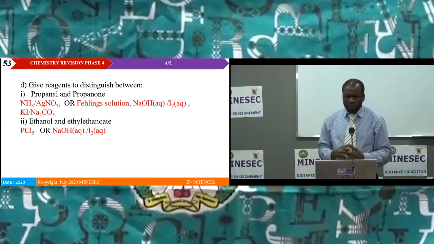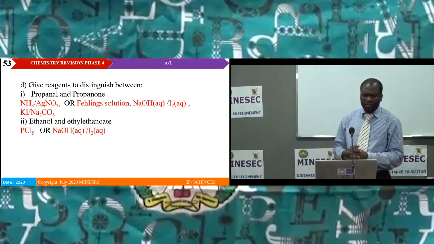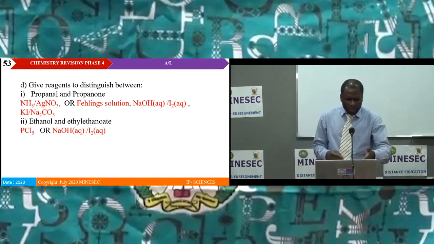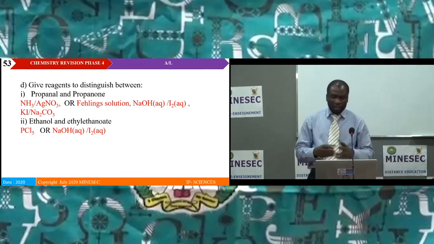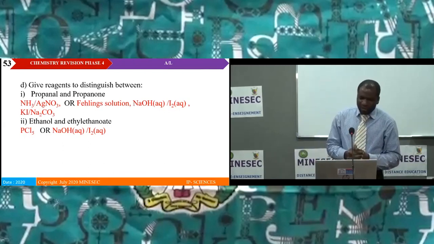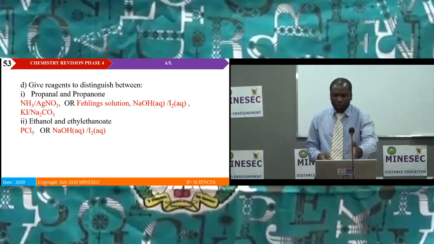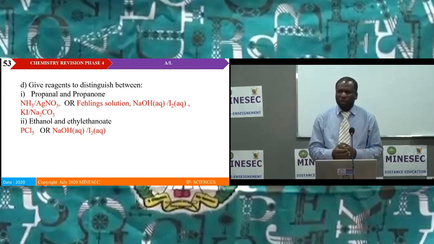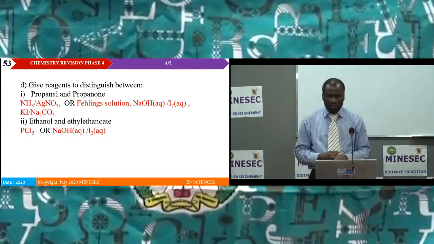We can equally use sodium hydroxide and iodine, that is the iodoform test. Then we can equally use potassium iodide in sodium carbonate, that's another agent for the iodoform test. So propanal will not give us the iodoform test, that is a pale yellow precipitate with antiseptic smell. But propanone, which is a methyl ketone, will give us the pale yellow precipitate, triiodomethane, with antiseptic smell.